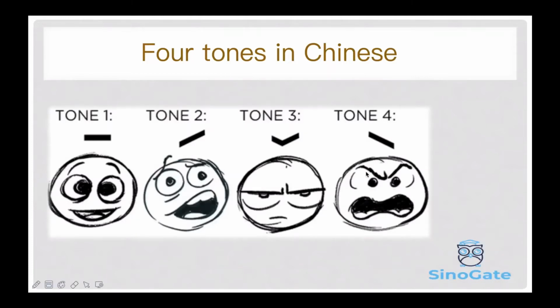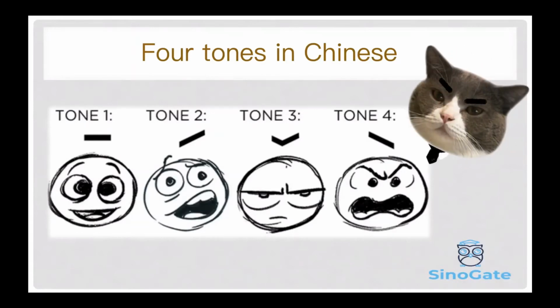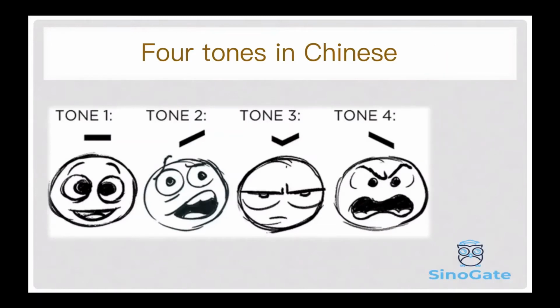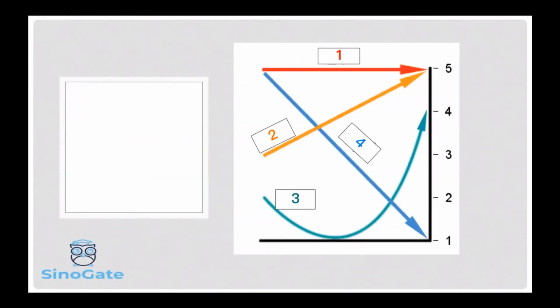And fourth tone, you can tell from here, it looks like you are angry. Your tone goes downwards, no. Right? So the fourth tone, ah. You have to practice on this a lot to get used to it. And to make this more clear, let's check the picture here.